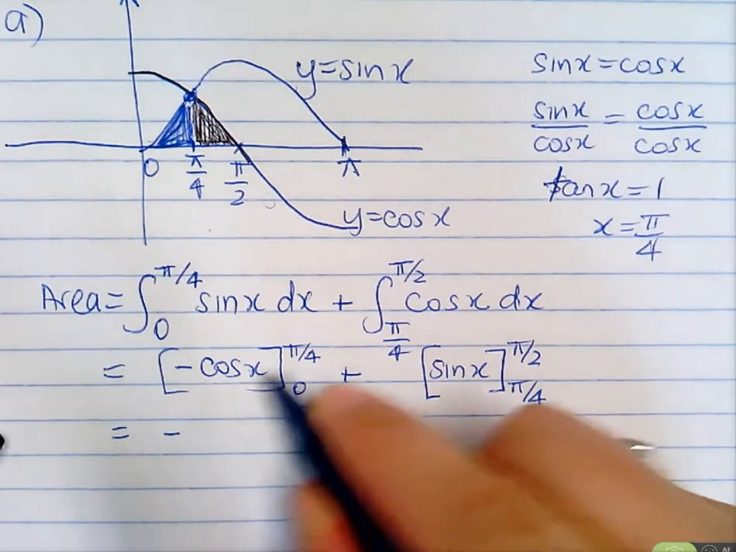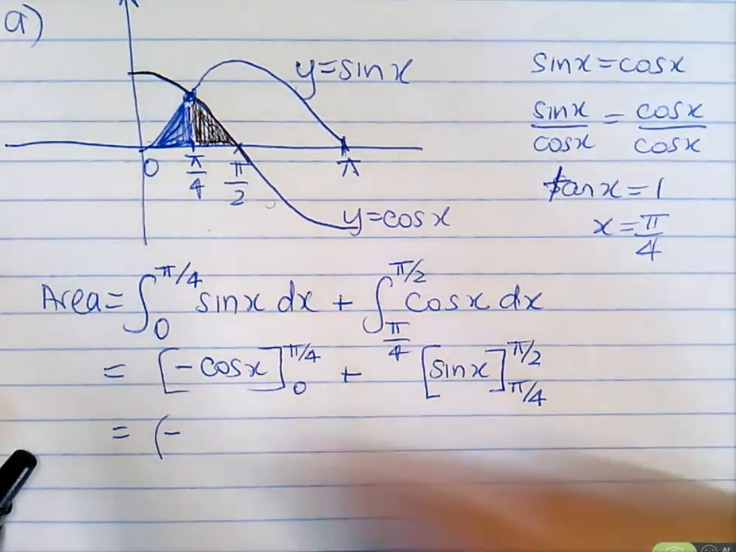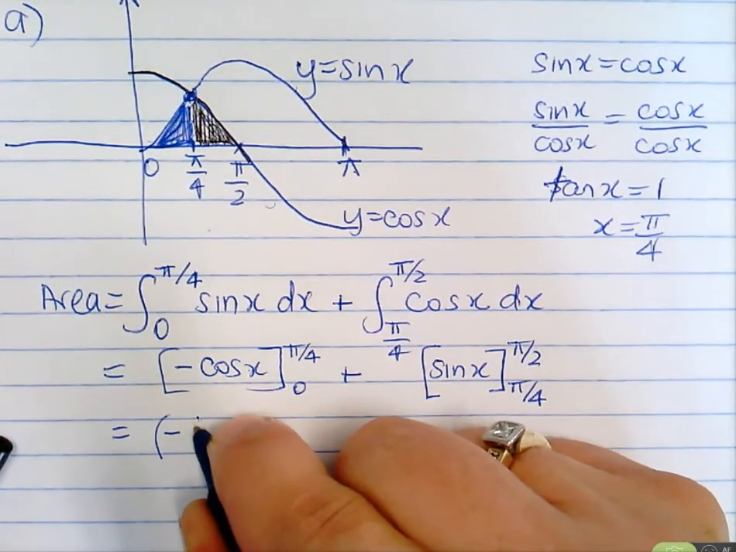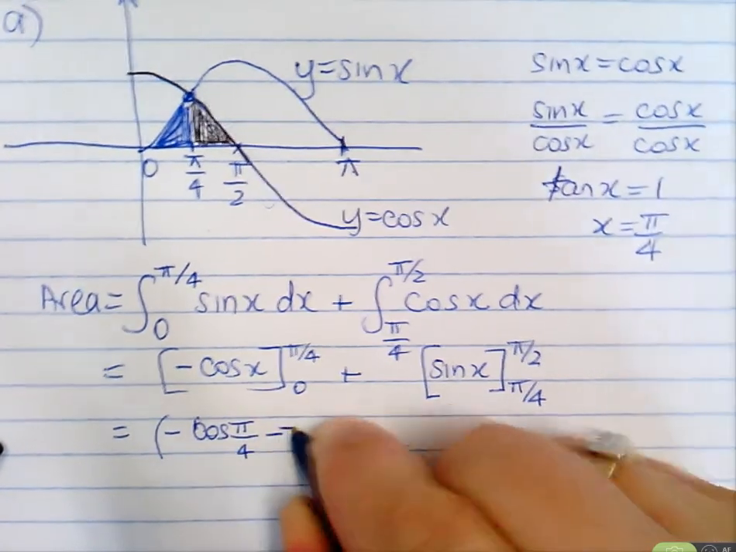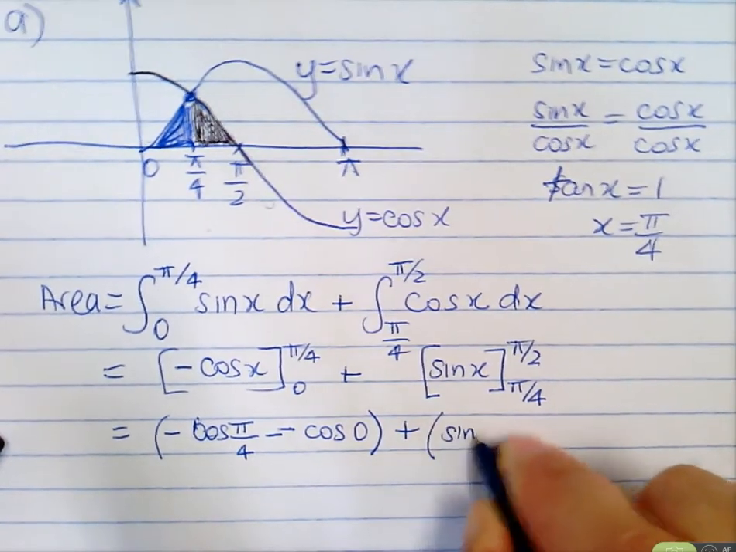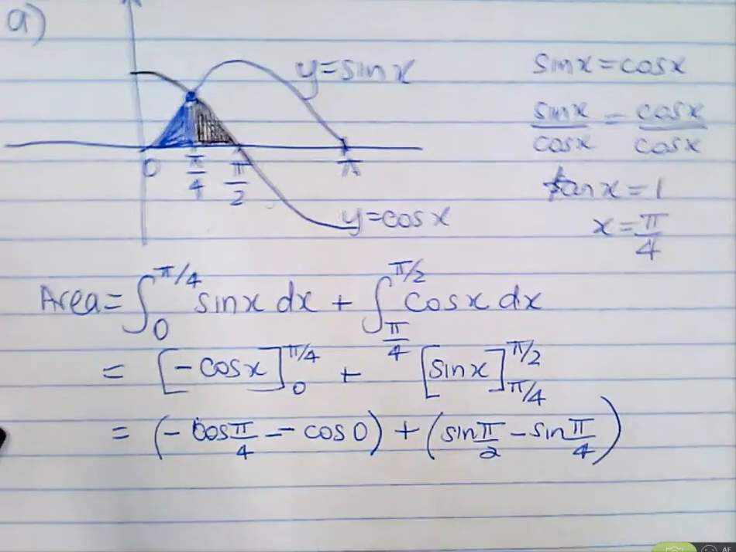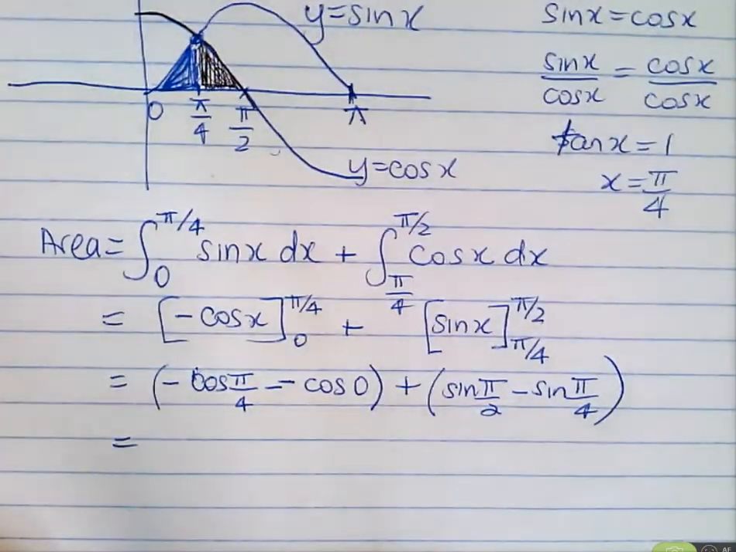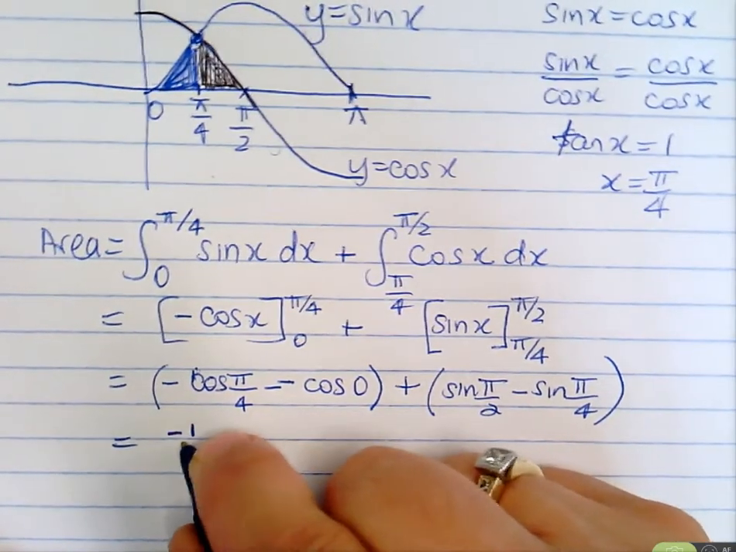What's negative cos pi on 4? What's cos pi on 4? All right, I won't pull it out. So it's negative cos pi on 4, minus negative cos 0, plus sine pi on 2, minus sine pi on 4. I'm doing all the working, and this time I didn't pull the negative out. What's cos pi on 4?